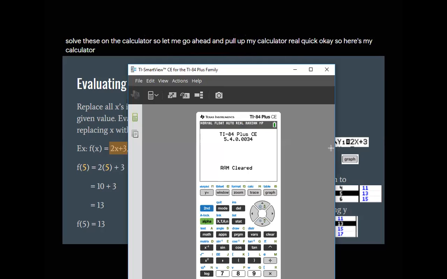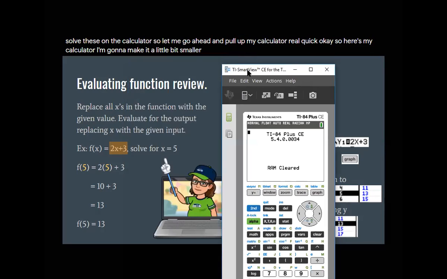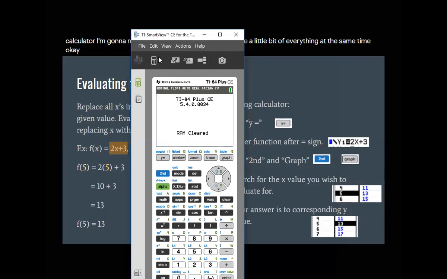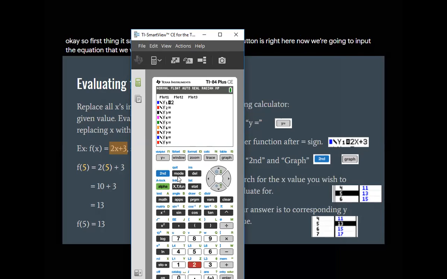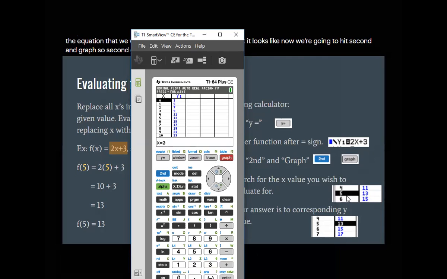Okay, so here's my calculator. I'm going to make it a little bit smaller so that we can see a little bit of everything at the same time. Okay, so first thing it says to do is hit y equals. So the y equals button's right here. Now we're going to input the equation that we want, 2x plus 3. And this is what it looks like now. We're going to hit second and graph. So second graph. We're looking for when x equals 5, so go down to when x equals 5. And then we're going to go over, and that's my answer.